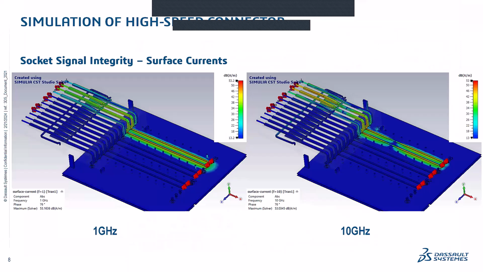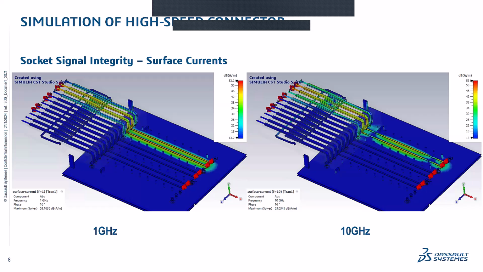So when we run the electromagnetic simulation, typical outputs are, as Valdemar said earlier, we'd like to see the fields. 3D simulation can provide a view of the fields and surface currents. And here you see the signals flowing across the connector at two different frequencies, 1 gigahertz on the left and 10 gigahertz on the right.